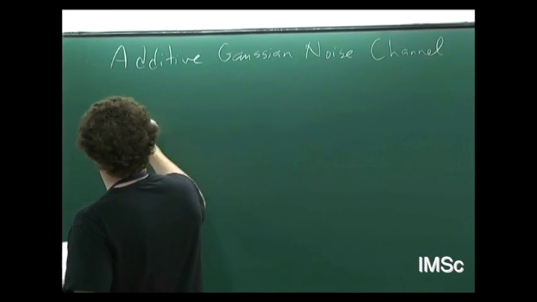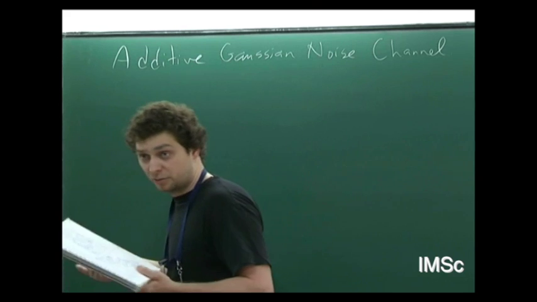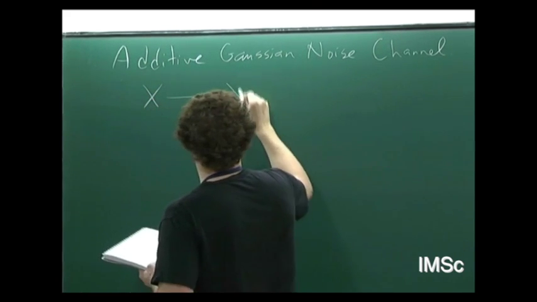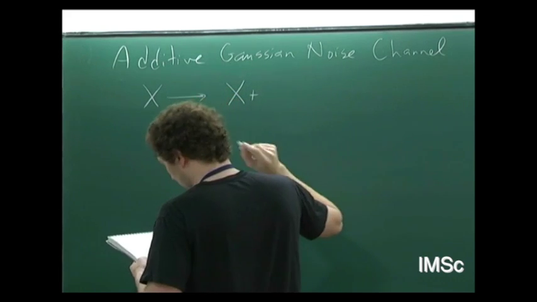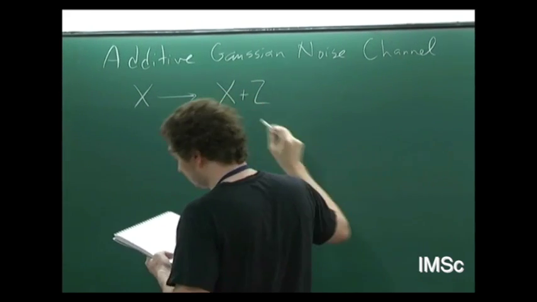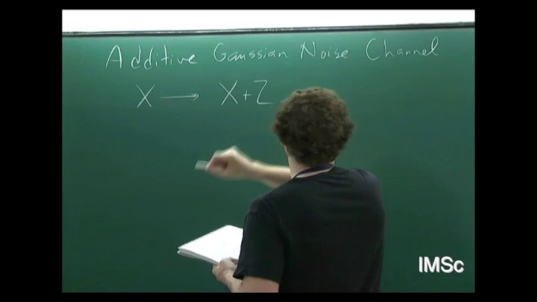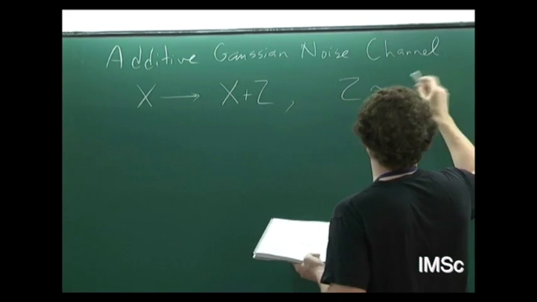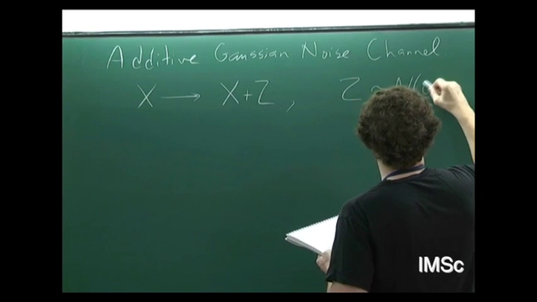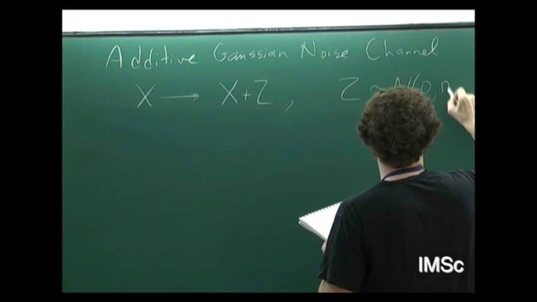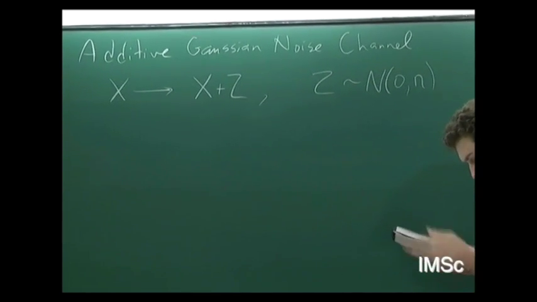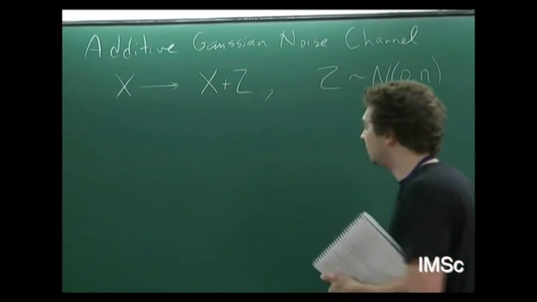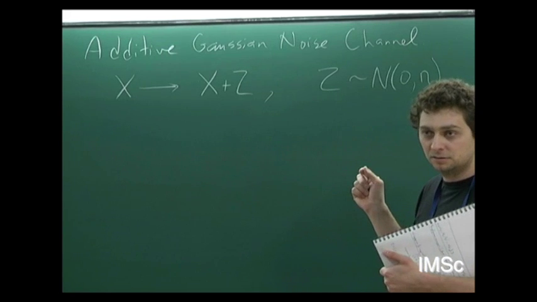And what does it do? Well, it has some input random variable. It's a real variable. And it gets mapped by this channel to the original variable plus some z, where z is Gaussian distributed, so mean 0, variance, let's call it n. Now, can anyone off the top of their head see what the capacity of this channel is?